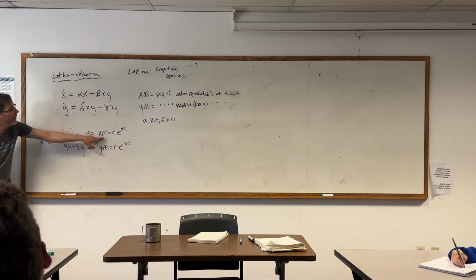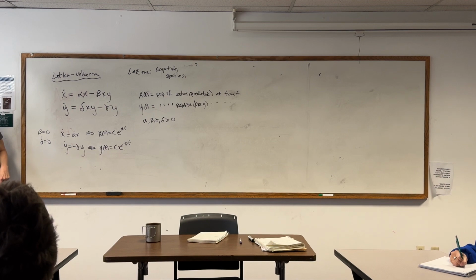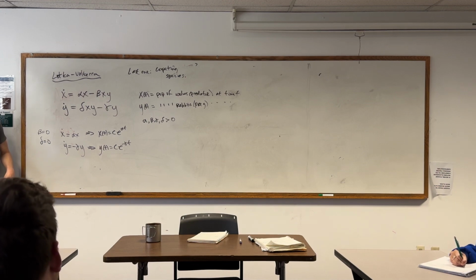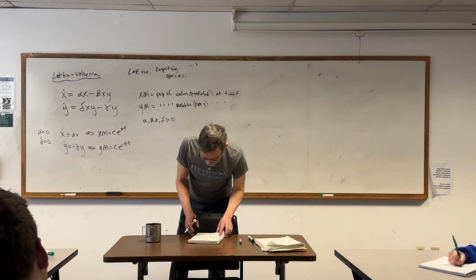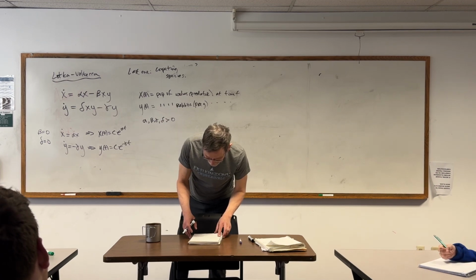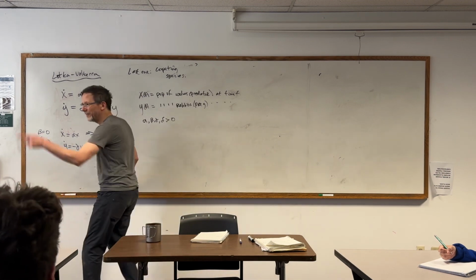Wait, is that, yeah? If there's no interaction, why are the rabbits dying off? Yeah, that's what I was actually wondering myself. At first you said that X is supposed to be rabbits, prey, and then you changed it to predator. Oh, I got it backwards. Yes, thanks.